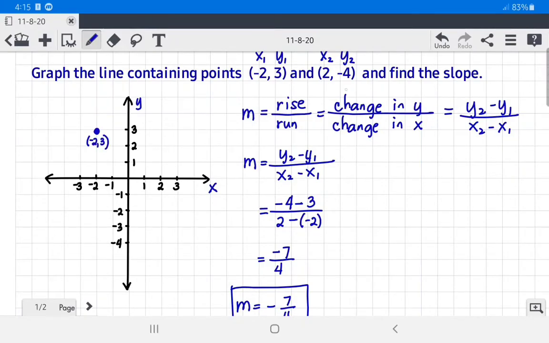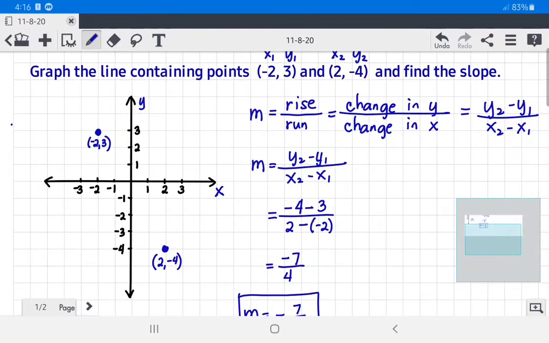Next, for the second point, we have 2, negative 4. Again, along the x-axis, we're going to look for positive 2. Along the y-axis, we're going to look for negative 4. Their point of intersection is here, and here is our second point, with coordinates positive 2, negative 4. Then after that, we're going to draw a line passing through these points.